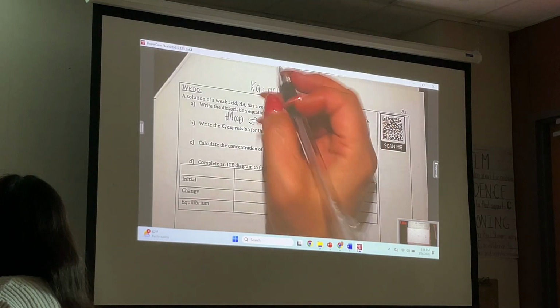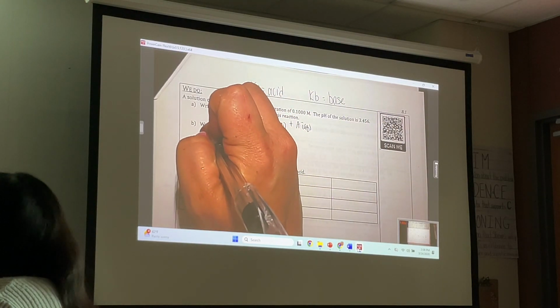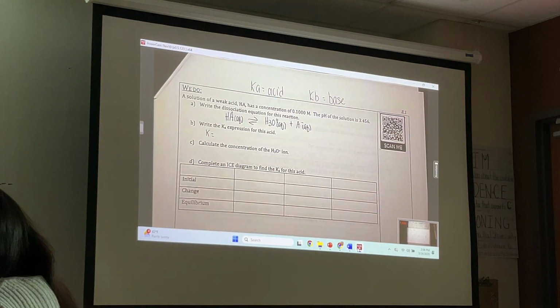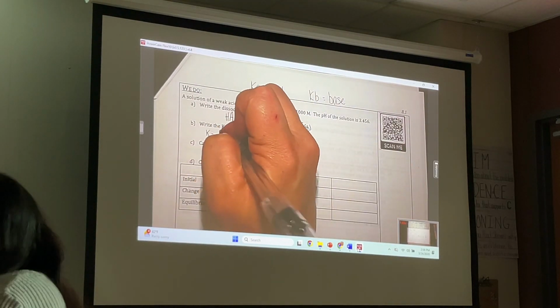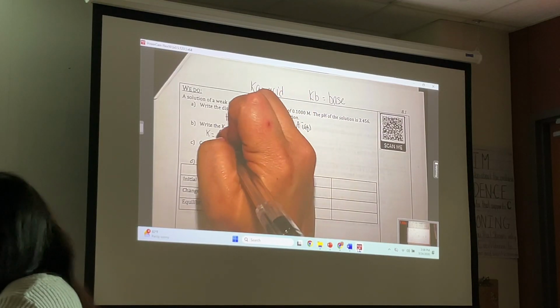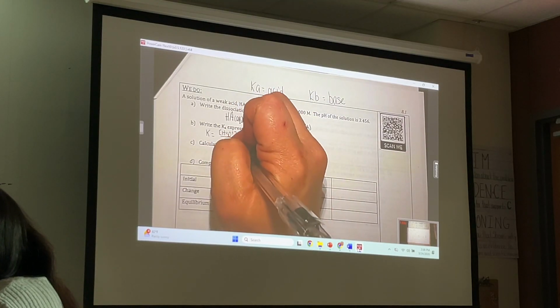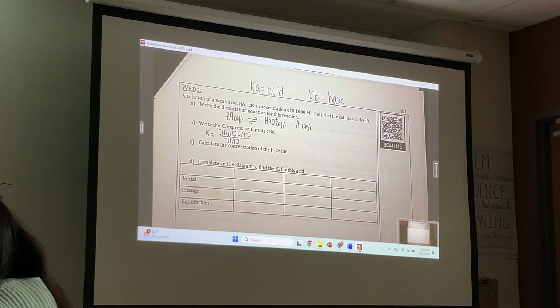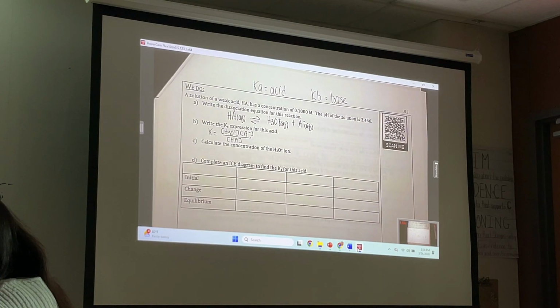All right, we know any K expression is my products over my reactants. So we have H3O and A- at the top, followed by HA on the bottom. Can you write an equilibrium expression? Yes, you can. We did it a lot.